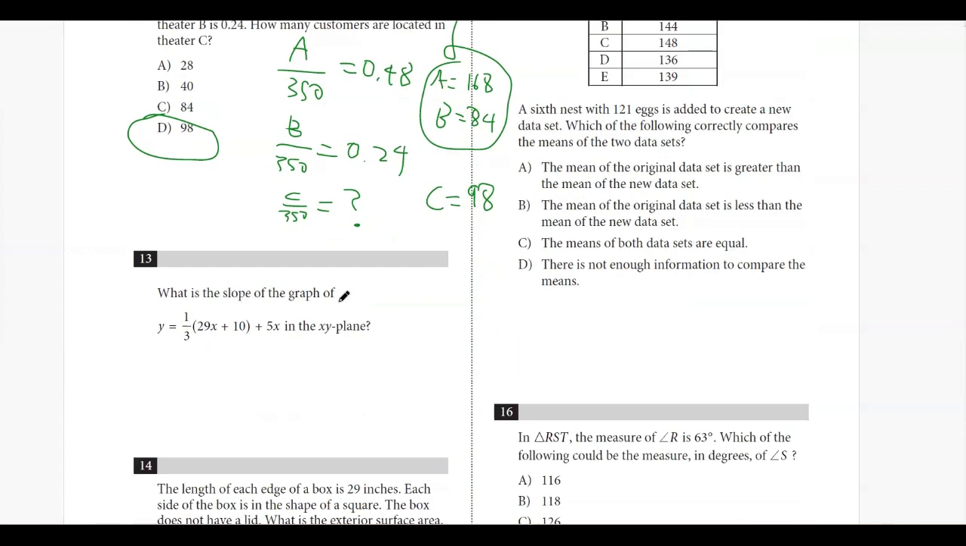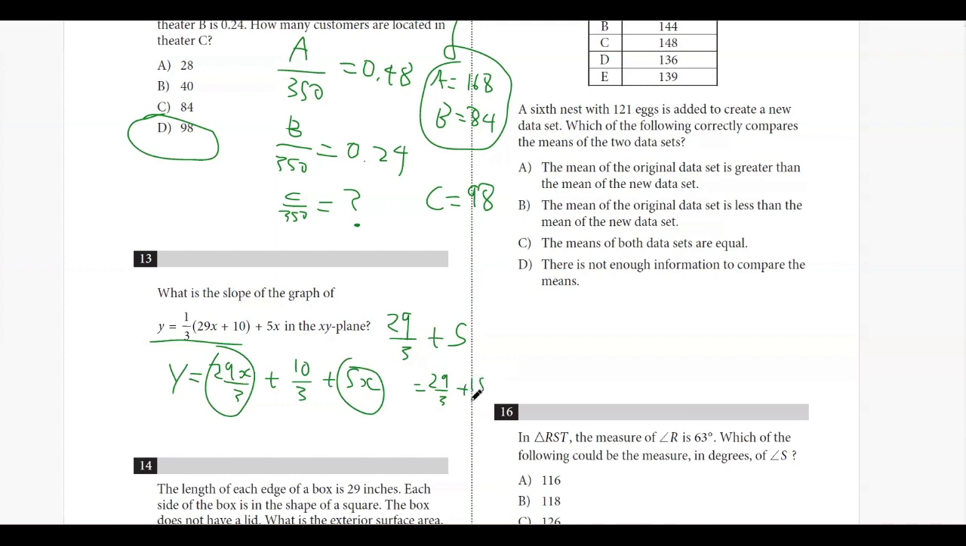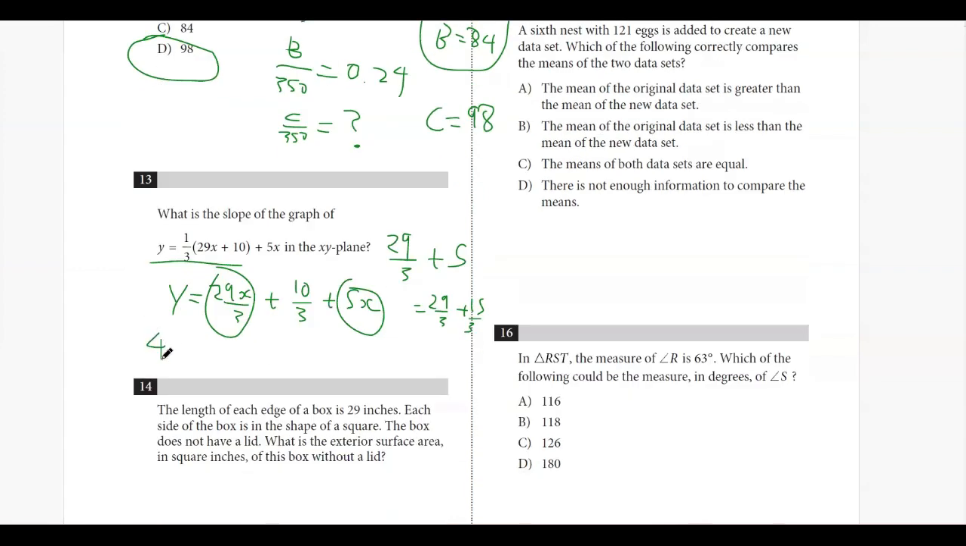Okay, what is the slope of the graph of this function here in the xy plane? I'm going to go ahead and work this out. So the slope is 29 over 3 plus 5. And I can rewrite this as 29 over 3 plus 15 over 3, which is equal to 44 over 3.